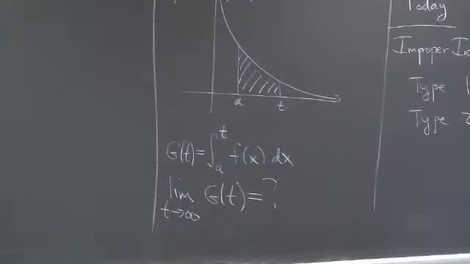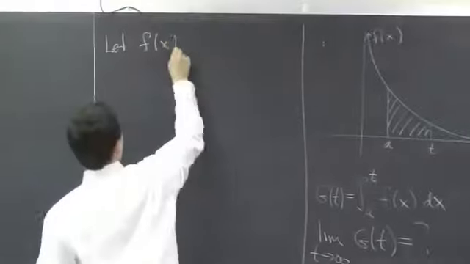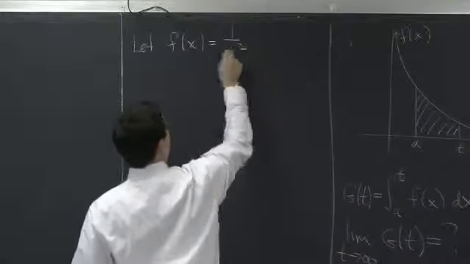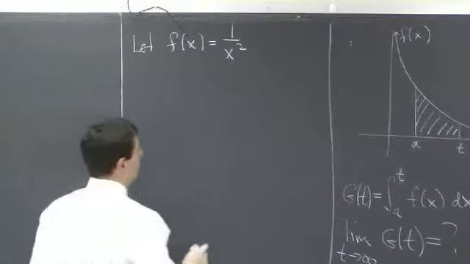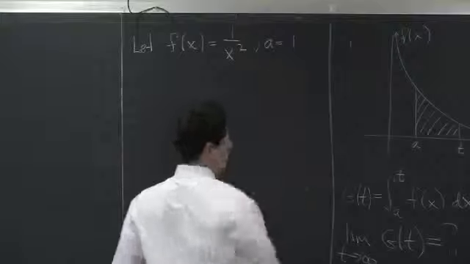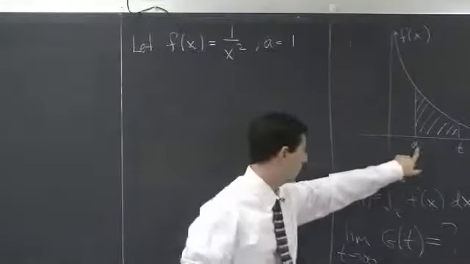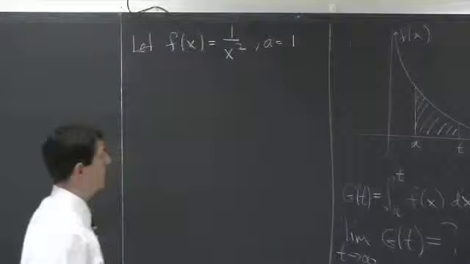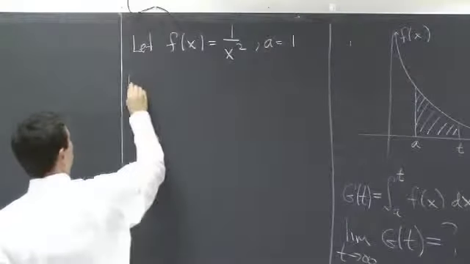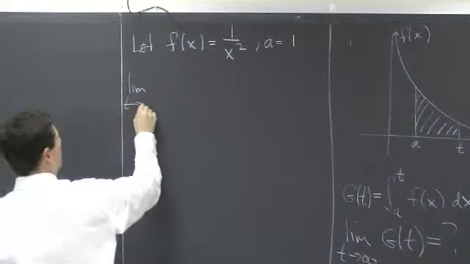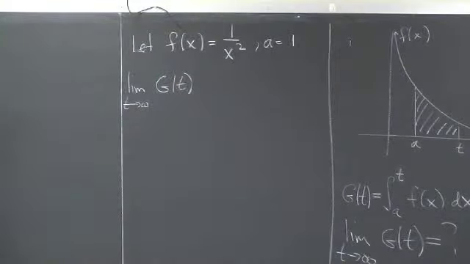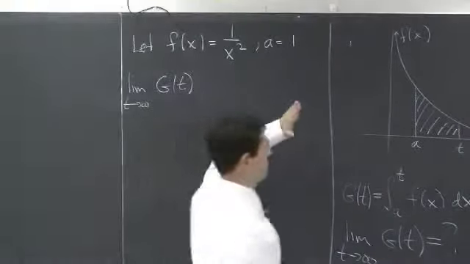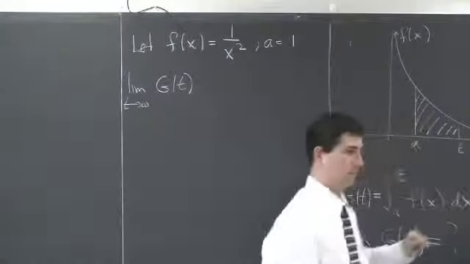Okay, so let's see an example of it. Let's say we let f of x equal 1 over x squared. And we'll let a equal 1, the a being this a over here. So I want to know what is the limit as t goes to infinity of g of t. G of t is our transparency function. It's the one that just gets more area as you make t bigger.